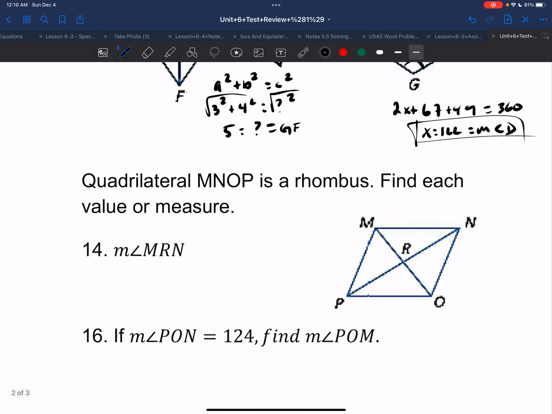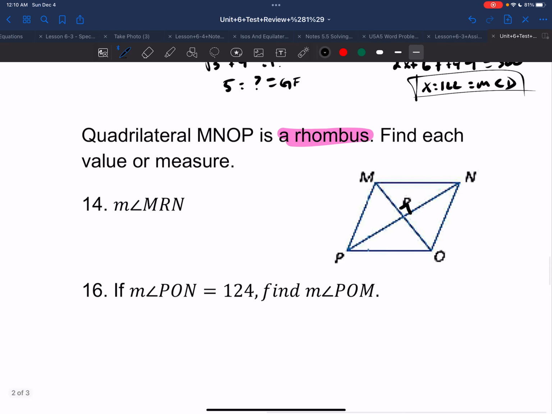Quadrilateral MNOP is a rhombus. Find each value or measure. So measure angle MRN. This is a rhombus. We can assume this is a rhombus because it's stated in the problem. What can you tell me about the diagonals? Well, they are going to be perpendicular. And if I'm talking about MRN, so here's MRN, that's going to create a 90-degree angle. So that's going to be 90. That little square is 90 degrees.